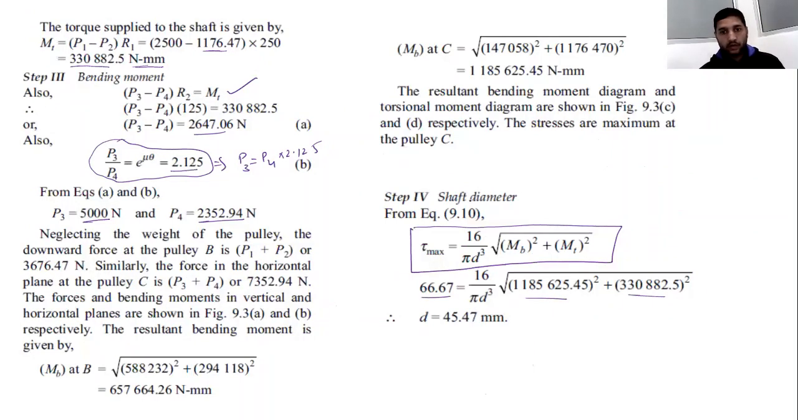So now in this equation we have all the values. We have bending moment, that is the maximum bending moment, and we have the torsional moment, and then tau maximum, that is permissible shear stress, is also given to us. So now from here there is only one unknown, which is D. So easily you can calculate the diameter of the shaft, that is 45.47. Okay, 45.47, this will be your answer. So I hope this question is clear.